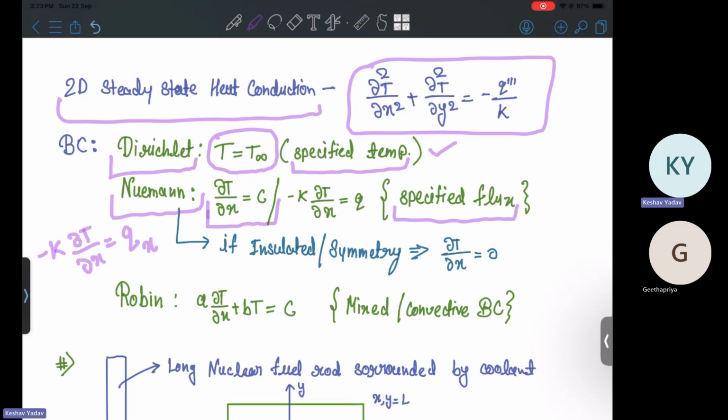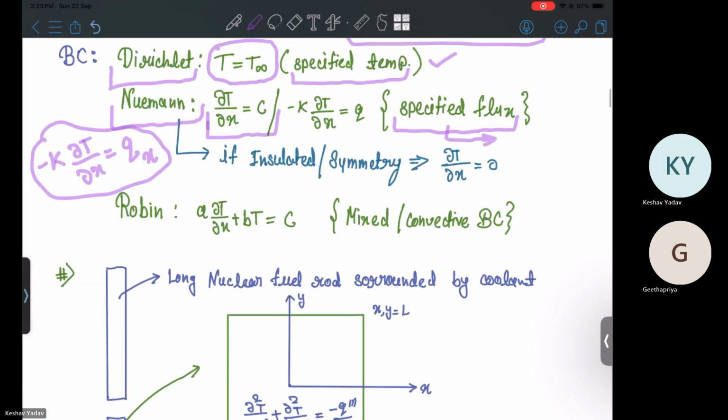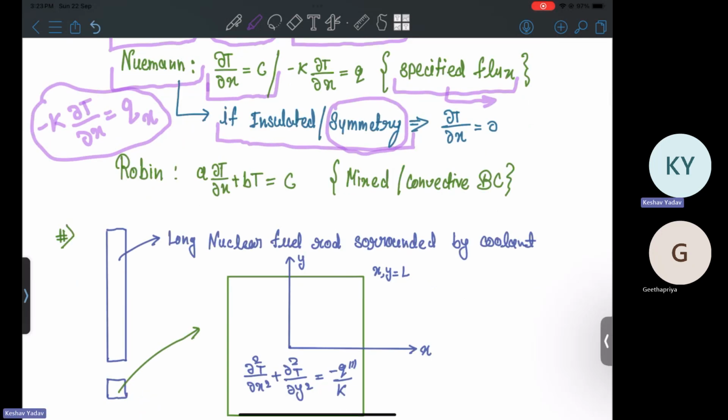I hope you are able to hear me. So for the Neumann type of boundary condition, by using the Fourier law we can write it like that, which means it can be said as a specified heat flux condition. Now, if my boundary is insulated, or we have some geometrical symmetry, then the flux will go to 0. In that case, del T upon del x will be equal to 0 at the boundary.